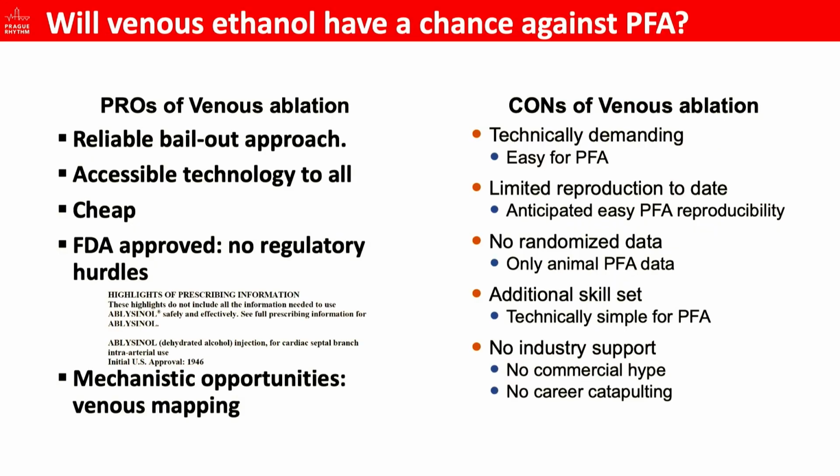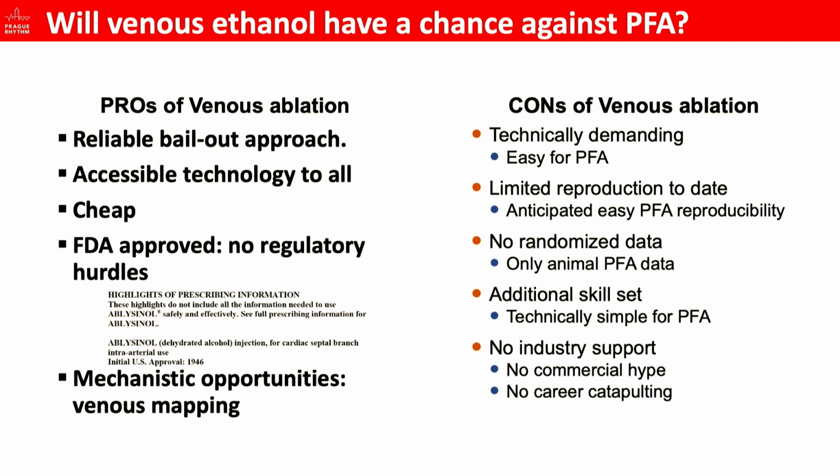So to answer the question that Joseph posed me, will venous ethanol have a chance against PFA? Venous ethanol has several pros. It's a reliable bailout approach. The technology required is simple. It's angioplasty balloons that are available already, and it's cheap. FDA approved alcohol in 1946. So really, there's not much to it. But it does also have mechanistic opportunity with venous mapping, venous cannulation, perhaps understanding more of the mechanisms of VT by getting signals from the veins.